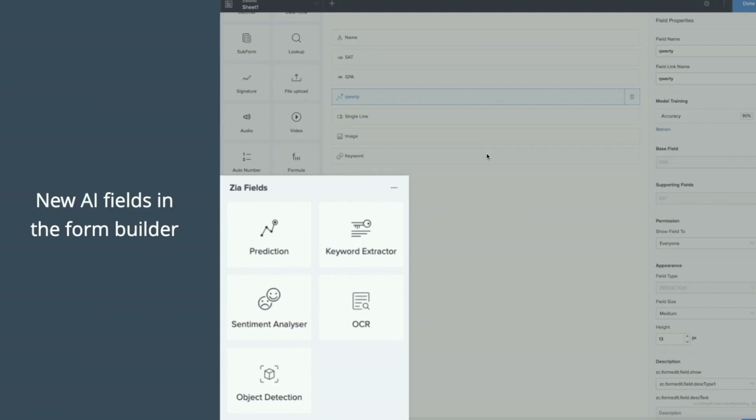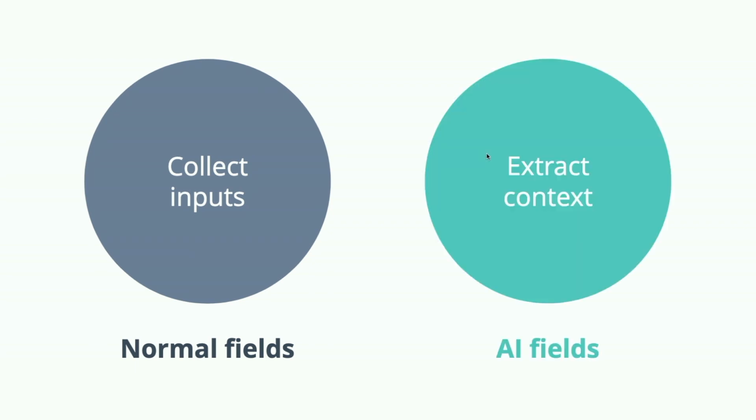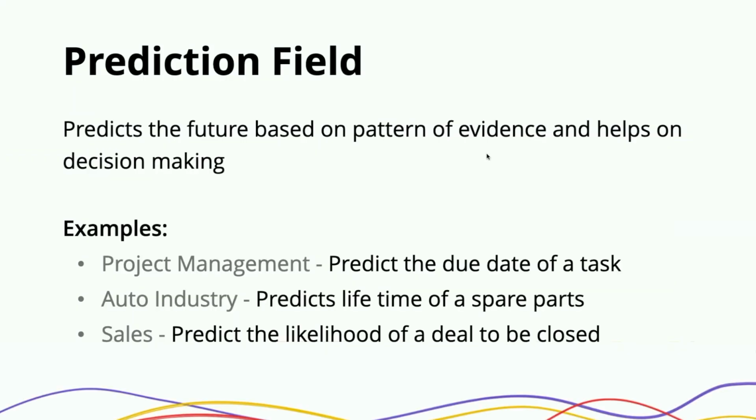AI fields are fields that you will see when you're in the form builder, and we have added 5 of them. Let's break these down. A normal field, all the ones that you're used to seeing, is just used for collecting information. The idea behind an AI field is that it extracts some extra context from the information that people are entering into your normal fields. The first example I could give you is the prediction field.